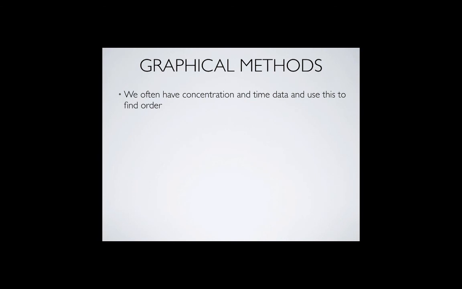Now we can also use graphical methods to determine whether or not a reaction is zero order, first order, or second order. A lot of times we have concentration and time data. When you're doing an experiment, usually you know the concentration you start with, and you can measure concentration as you go through the reaction. A lot of times you start a timer when the reaction starts, and so you have that time and concentration data. So what we want to do is take those integrated rate laws and plot that data according to the different rate equations and look for the best fit.